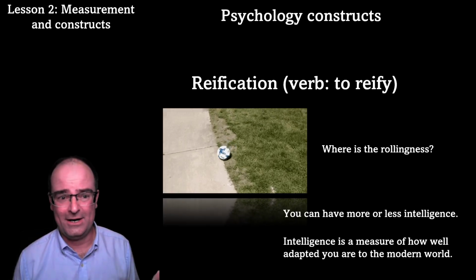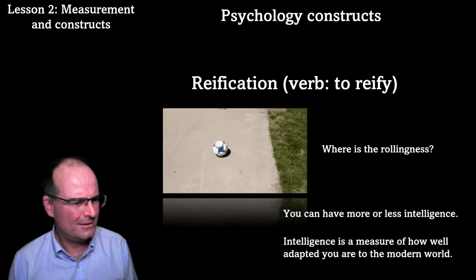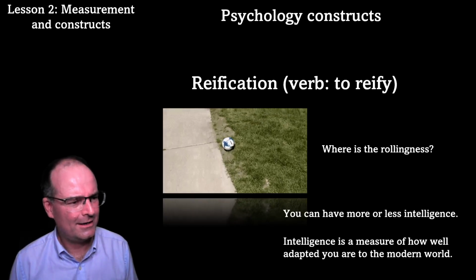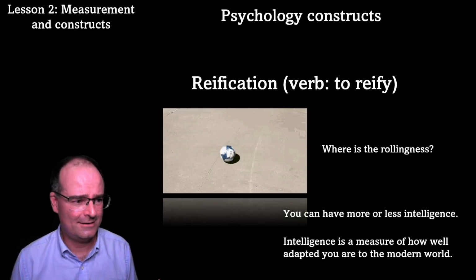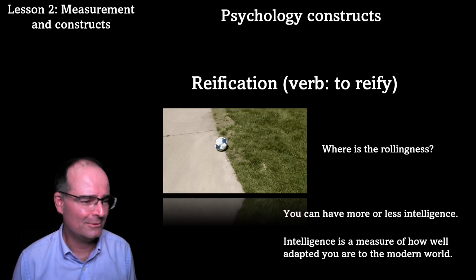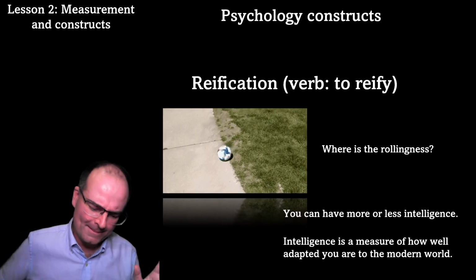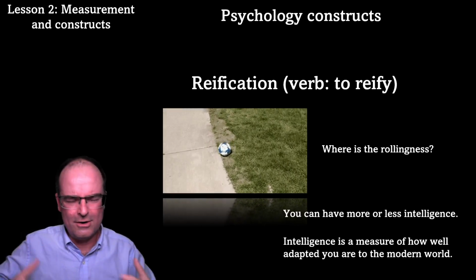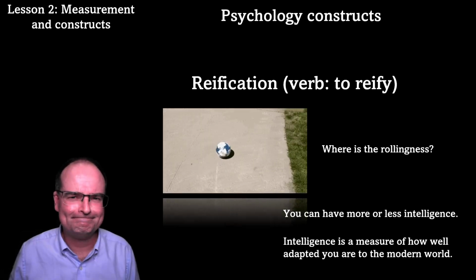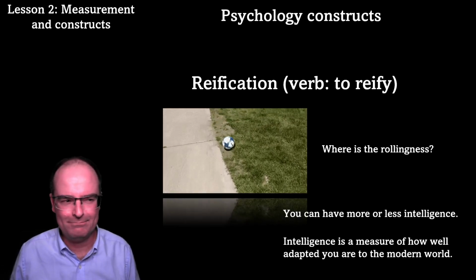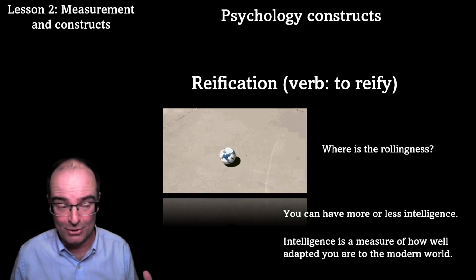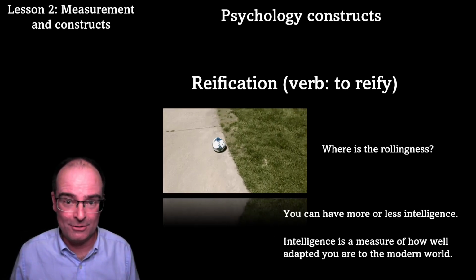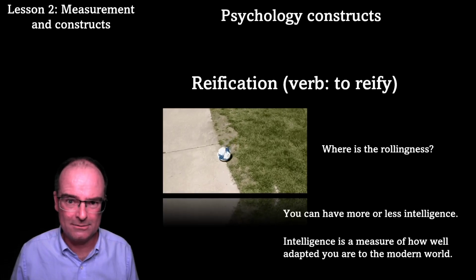Verb: to reify. I've got a picture of a soccer ball there, rolling, and then it kind of stops. I would have preferred it to stop completely, but I can still use it as an example. The concept of rollingness. Okay, fine. The ball has rollingness when it's rolling. When the ball stops rolling, where does the rollingness go?